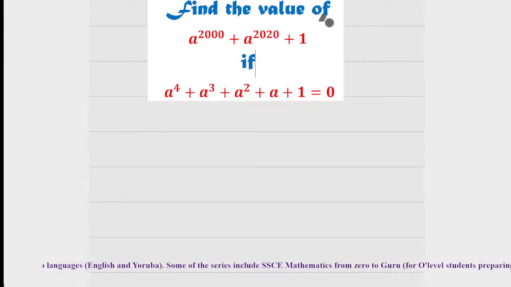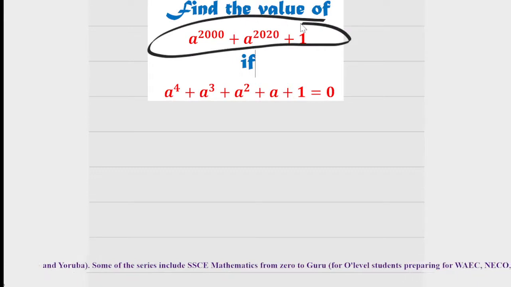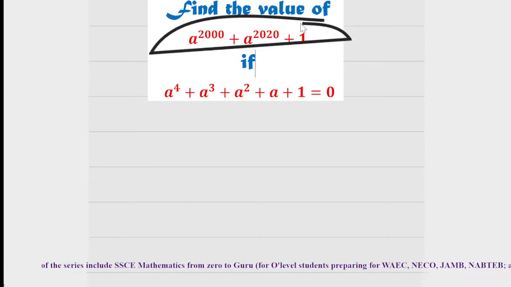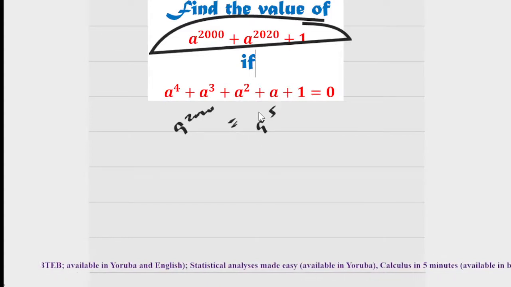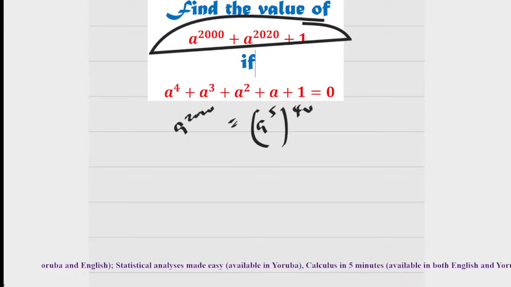Look at this one now. I have a^2000 + a^2020 + 1. If you check this carefully, you will see that a^2000 you can actually rewrite as (a^5)^400. Isn't it? Yeah, it is.